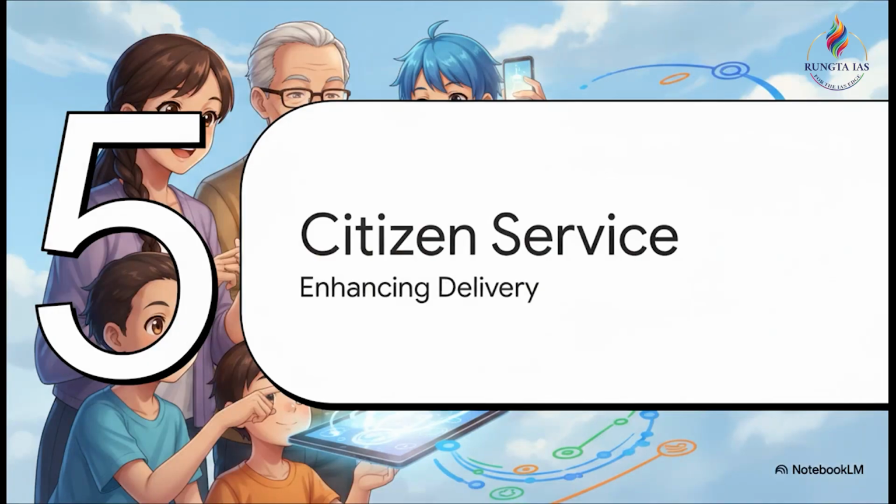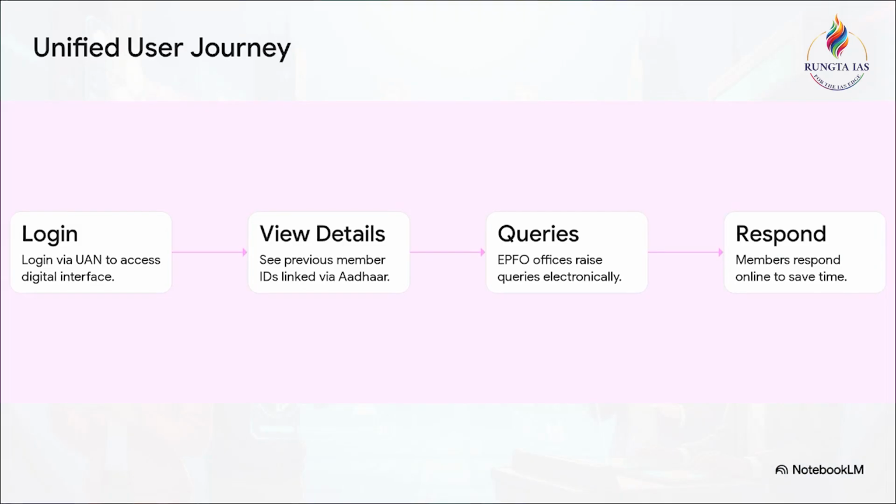And finally, Section 5, enhancing citizen service delivery. Notice how seamless the new user journey is now. By logging in with a Universal Account Number, or UAN, a member can instantly see all previous member IDs linked under a single Aadhaar-based KYC. Furthermore, if the EPFO has a query, they just raise it electronically, and the member responds online. This is a game changer. It dramatically minimizes physical visits to government offices and radically reduces claim rejections.